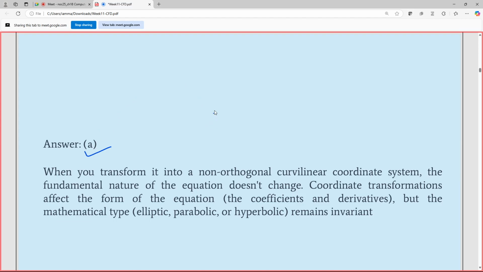We know that when we are changing partial differential equations into algebraic equations, it will have a set of coefficients. So these coefficients will be affected by the transformation, not the actual type of partial differential equation. Okay, so hope that's understood. Move to next question.